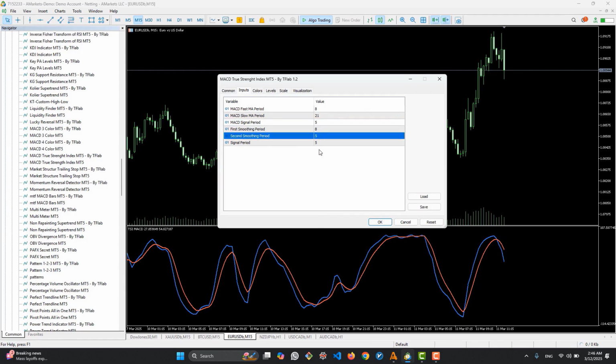The next two options are the smoothing period of the MACD indicator, which we can specify here. The higher we set these values, the smoother the lines will be and more noise, like in this area, will be filtered out. The last option is the period of our signal line, which is this orange line. We can set these values according to the symbol we are trading on.